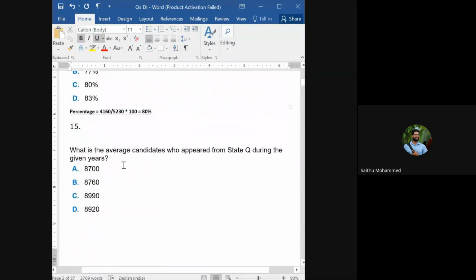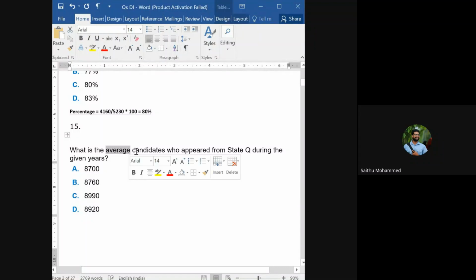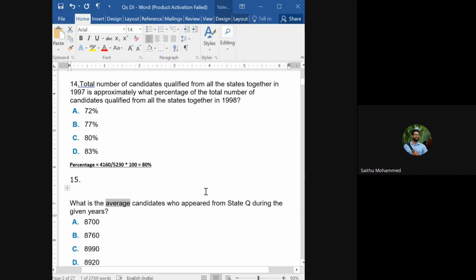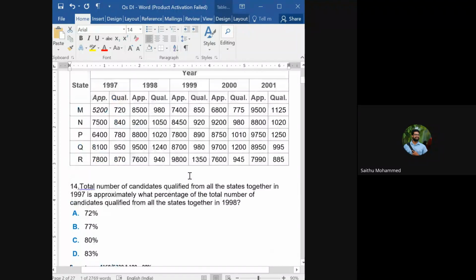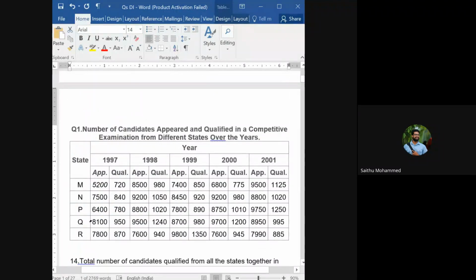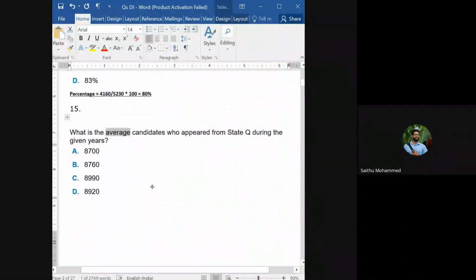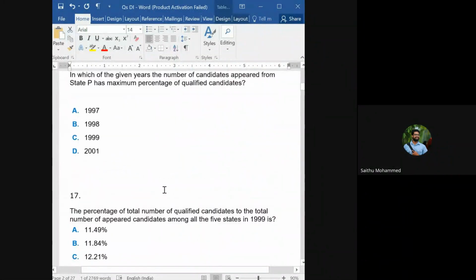Same like here, the next one is average. What is the average candidates? We know that average is total divided by the total number of observations, right? So we just need to find out which is the state and how many candidates have appeared in that particular year in that particular state. We have to add up, and divide the total by the total number of years, and we'll be getting the average. So this is a very easy one. Definitely I will be sharing it with you.